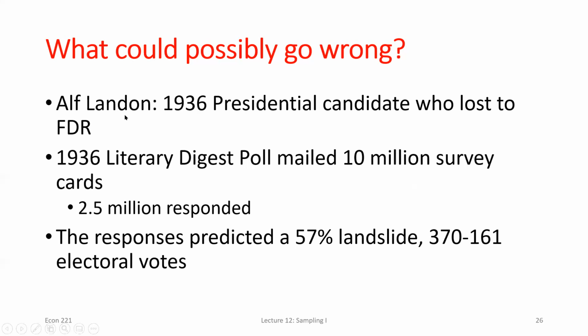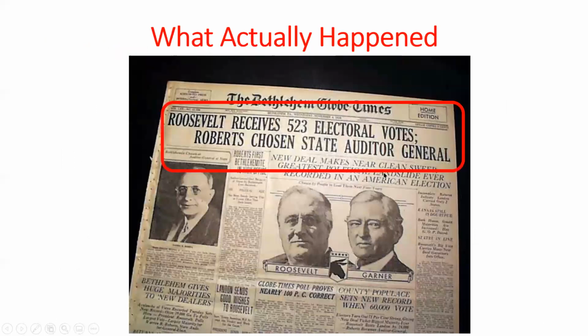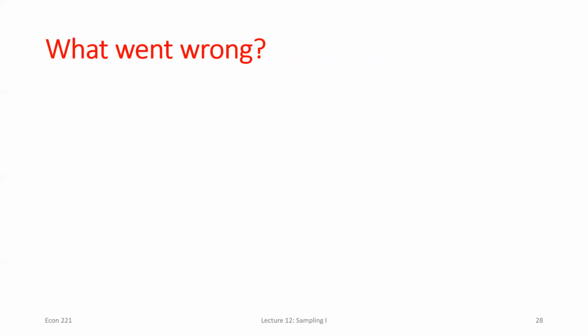Landon. What actually happened? Well, we know that FDR won, but not only did he win, he won in a landslide in the opposite direction. I'm not a historian, but I have to imagine 523 electoral votes ranks up there as one of the most ever, right? So how did they get this so wrong? What biases might have existed in their sample of 2.5 million people?